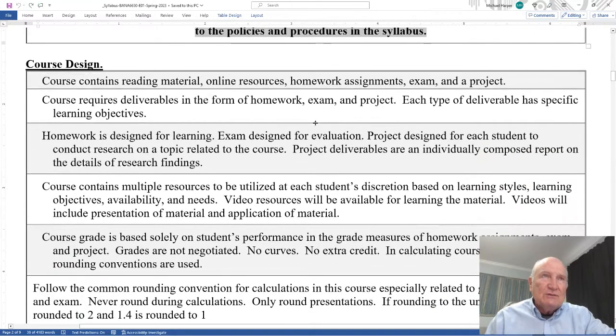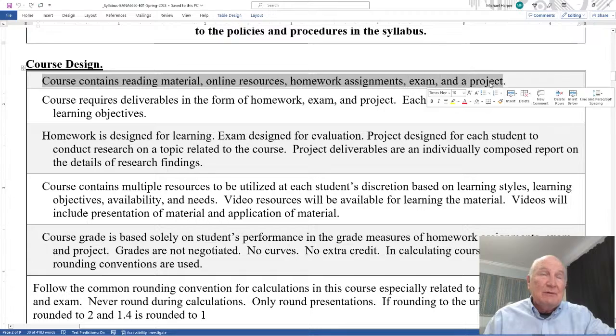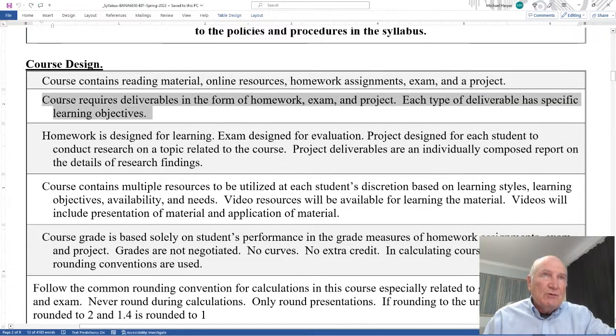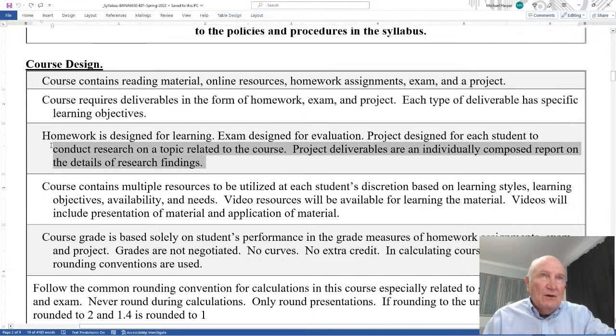So first, let's start with an overall course design. The course contains reading material, online resources, homework assignments, exam, and a project. The course requires deliverables in the form of homework, exam, and a project. Each type of deliverable has specific learning objectives. Homework is designed for learning, exam is designed for evaluation, and the project is designed for each student to conduct research on a topic related to the course. Project deliverables are an individual composed report on the details of research findings.